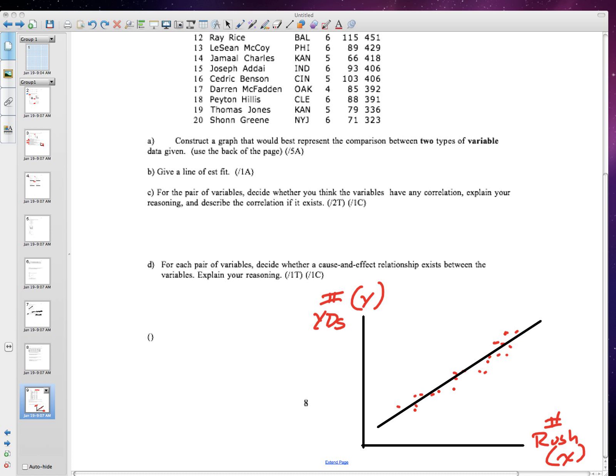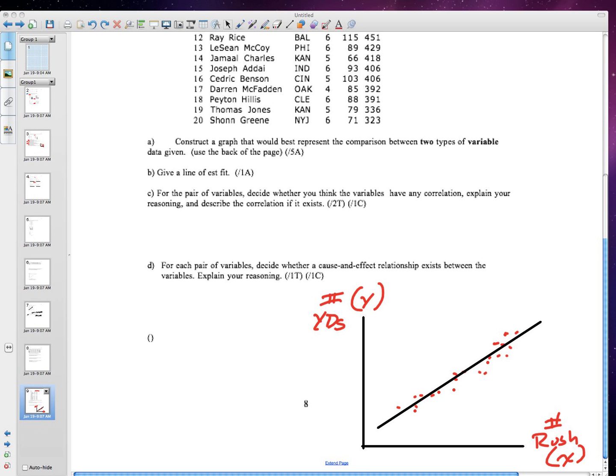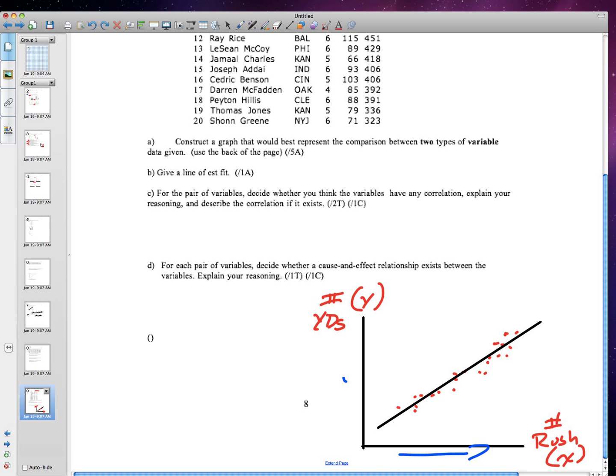Question C says, for the pair of variables, decide whether you think the variables have any correlation. Explain your reasoning. Any correlation means any type of relationship. If one goes up, does the other tend to go up? And when one goes down, does the other tend to go down? From what we plotted, I wanted you to strictly look at the graph. It looked like there was a positive correlation between these two. The more times a football player or running back rushed the ball, the more yards they got.